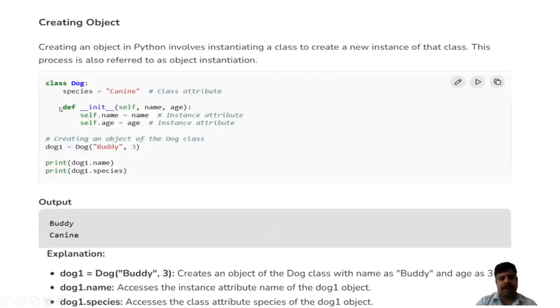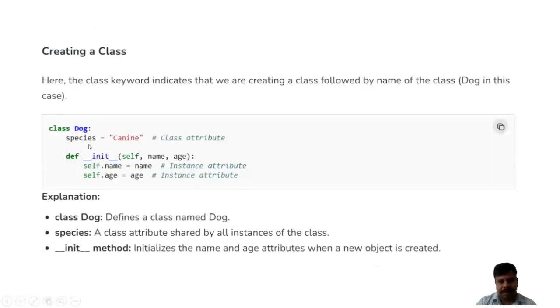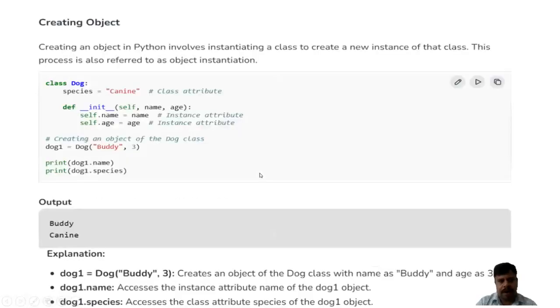Consider the same example we saw previously for the creation of the class dog. Creating an object involves instantiating a class to create a new instance of that class. This process is also referred to as object instantiation. So define a class dog, define the species attribute, and initialize the instance attributes name and age with some parameters.